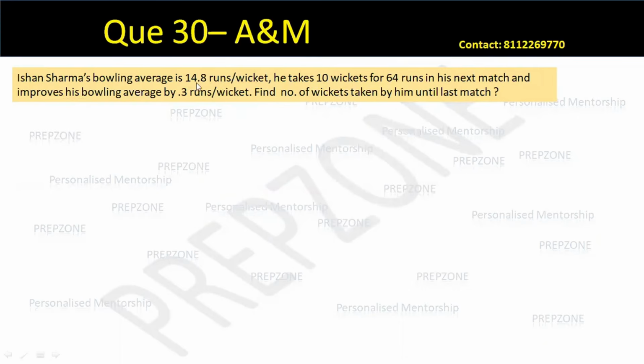So the only thing I am given is that the average is 14.8 runs per wicket. So I would assume he takes X number of wickets. Total number of runs that he has given is 14.8x, that is 14.8 runs per wicket into the total number of wickets. Plus, in the second match he has given 64 more runs, so I will just add 64. And overall it is given that his bowling average improves by 0.3 runs, which means the final bowling average is 14.5 because it is improving.